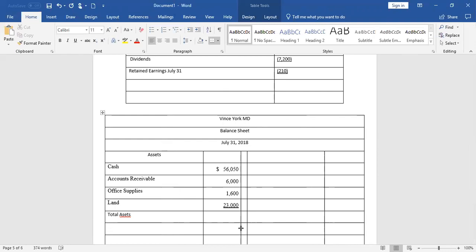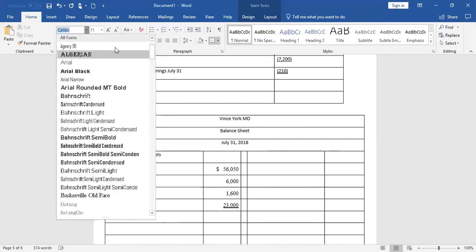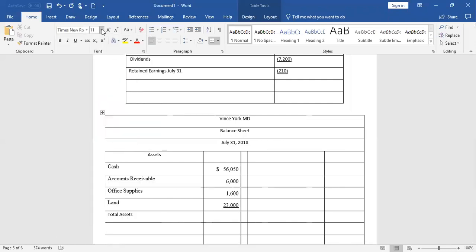Oh my goodness gracious. That is a bad font, huh? Let me see what this font is. So let's make it all the same. Times New Roman, and we'll make it a 12. Okay, so this will be 86,650. Let me try to make that nicer. There we go. Double underline that. Okay, so we're done with the assets.